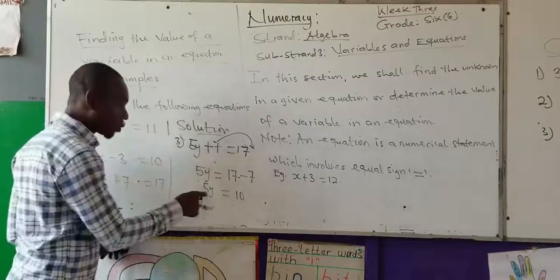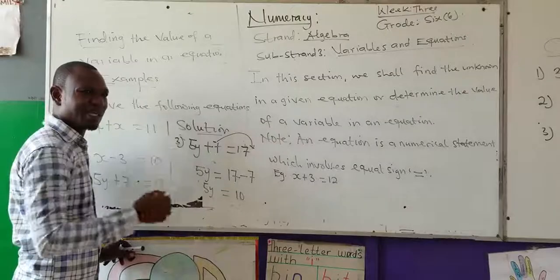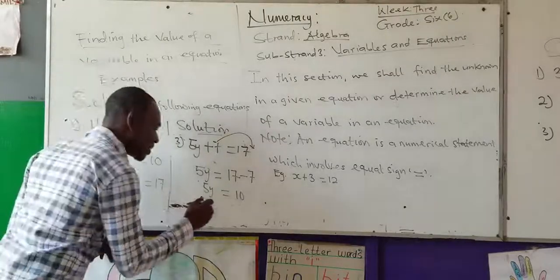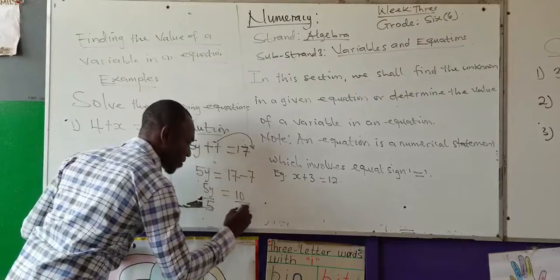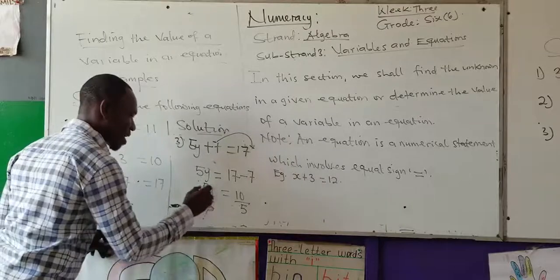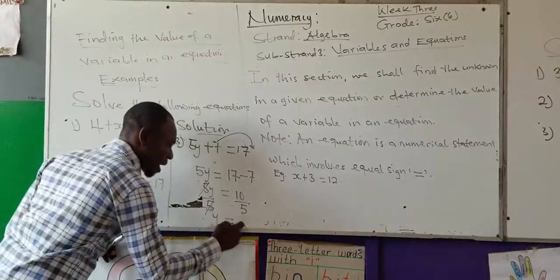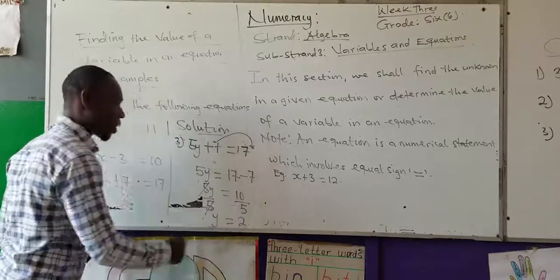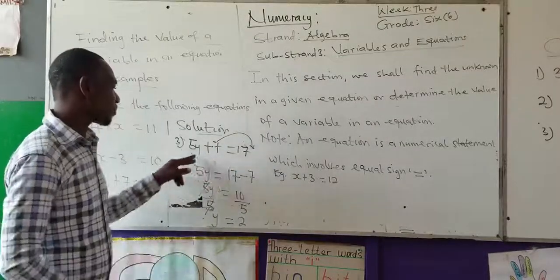Y. So to be able to detach or take away the 5, remember we have done something like that, because we want to take the 5 away, we divide by 5 on both sides. So here we divide by 5, so that this 5 can cross this 5 out, leaving the y alone. And when we divide 10 by 5, we get what? 2. So y equals 2. And it's correct. You can go and put it back here.